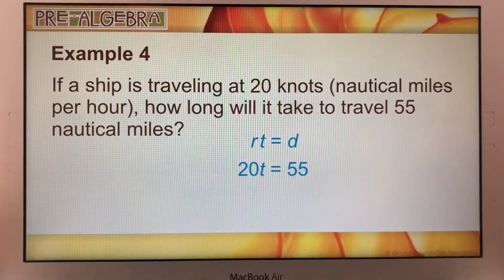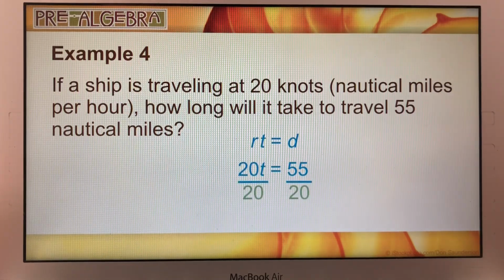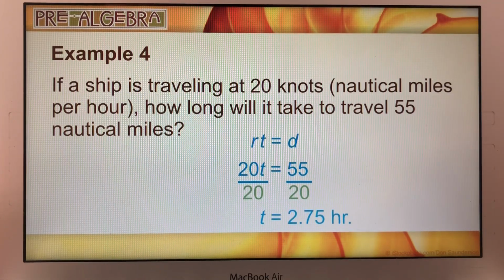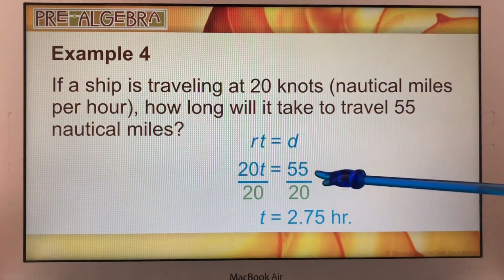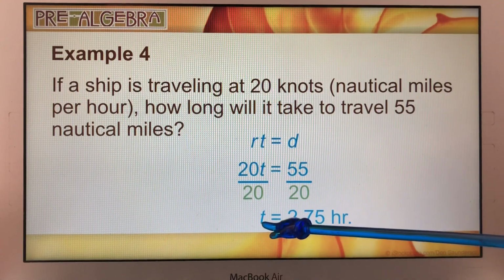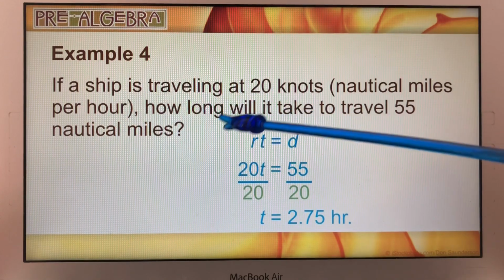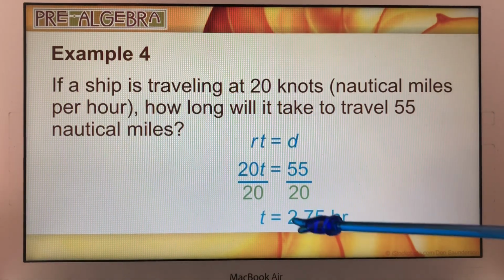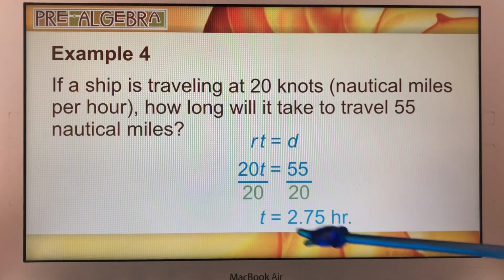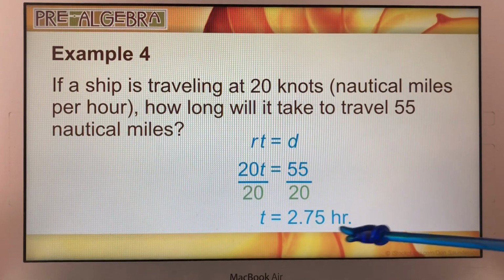So actually, there you have your equation. 20t equals 55. And then all I have to do is just solve for t by dividing by 20. And when you divide this out, you get the time is equal to 2.75. And we're talking about hours, right? So you have to label your answer 2.75 hours.